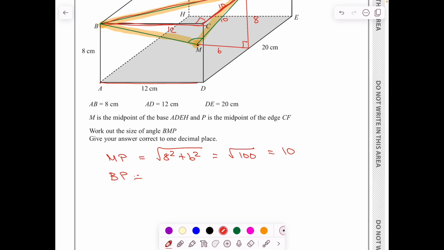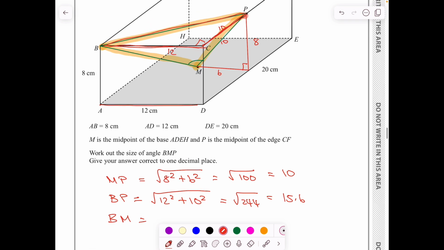And we're finding the hypotenuse again. So we're going to do 12 squared plus 10 squared and square root it. So that's the square root of 244, which is 15.6. Then the last length that we're going to find is BM. So BM is this side here that we want to find.